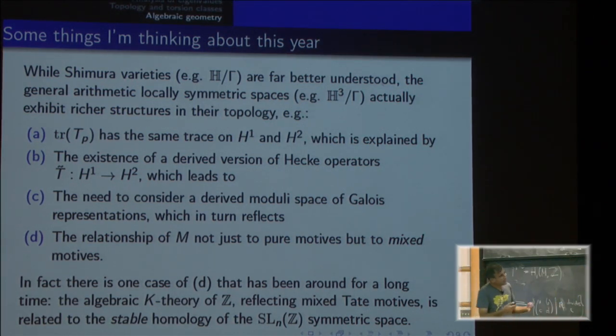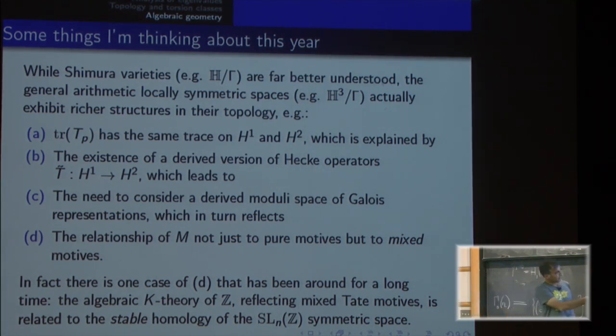There's one case of it which has been around for a very long time. If you look at the algebraic K-theory of the integers, it is related to mixed Tate motives. It computes something about mixed Tate motives, and this, by definition, shows itself in the homology of SL_N(Z). So the content of statement D is that it's not just mixed Tate motives that you see in this SL_N(Z), but you see much more interesting extensions of much more interesting motives as well, but not in the stable homology. You have to look further.